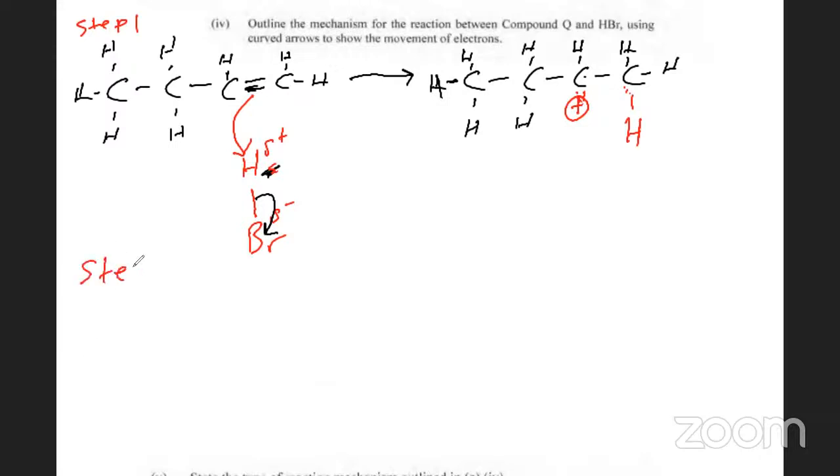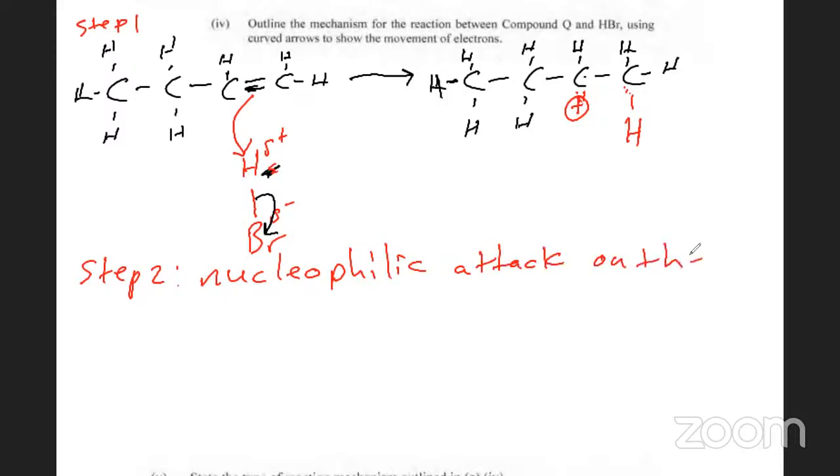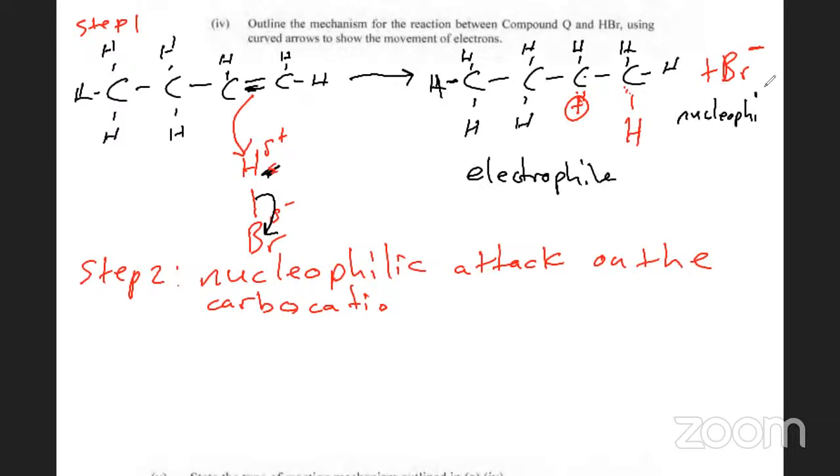Step two, nucleophilic attack on the carbocation. Up here, we should have the bromide ion. So when a bond breaks heterolytically, you always get an electrophile and a nucleophile. When bonds break homolytically, you will get radicals. When they break heterolytically, you get an electrophile, which is the one with the positive charge, and the nucleophile, the one with the negative charge. All right, so nucleophilic attack on the carbocation. So the carbocation would be the electrophile.